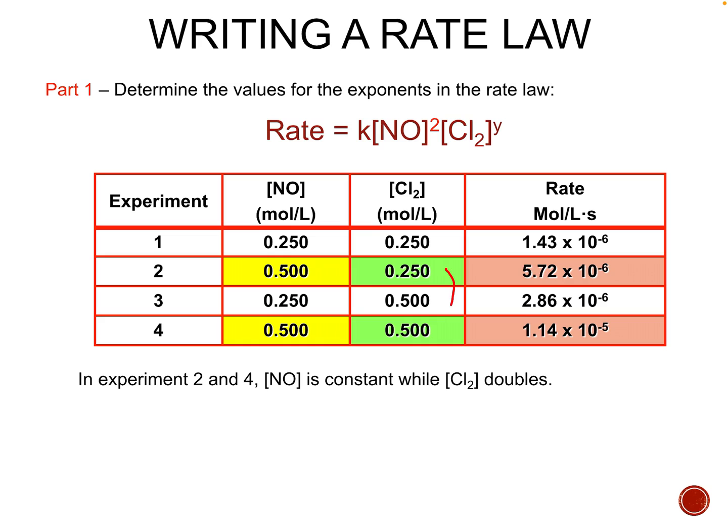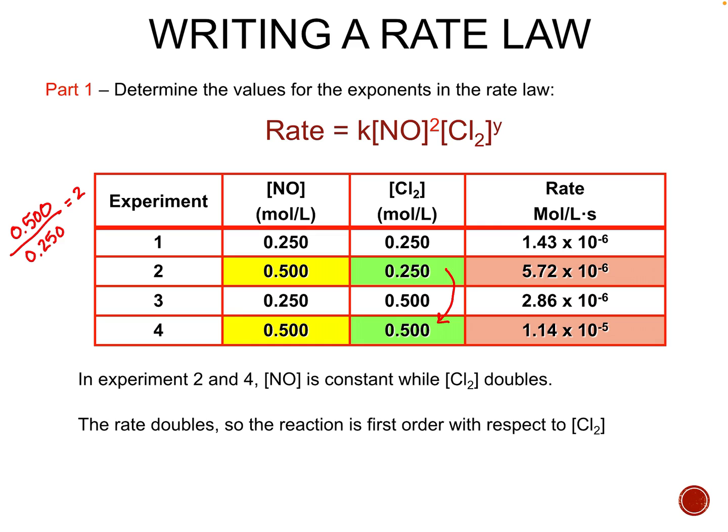When we hold nitrogen monoxide constant, let's look at what happens to chlorine. Chlorine doubles. Again, if you weren't sure what happened, just do 0.500 over 0.250. We can say that doubled. Then we look at what happened to the rate. The rate doubles as well. It goes from 5.72 times 10 to the minus 6 to 1.14 times 10 to the minus 5.